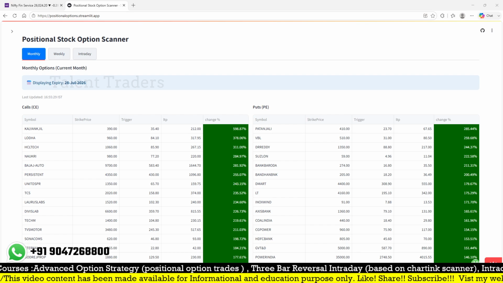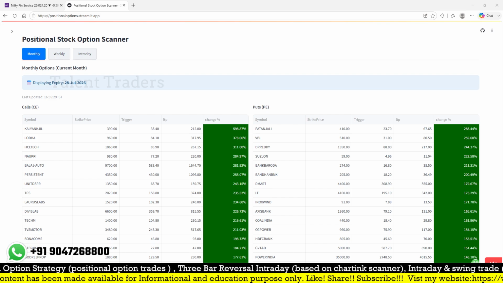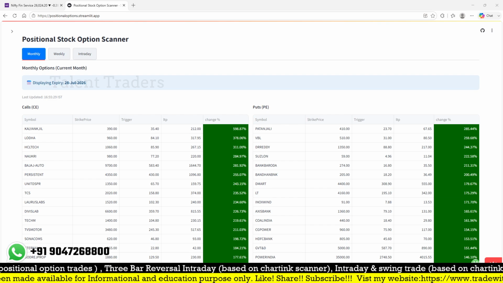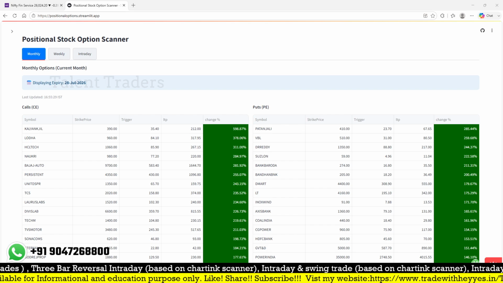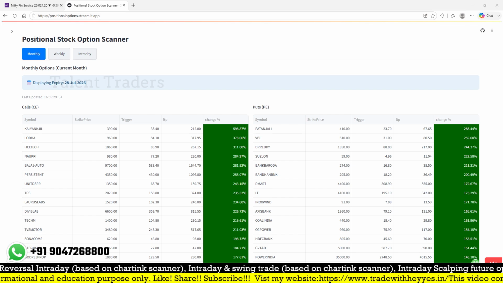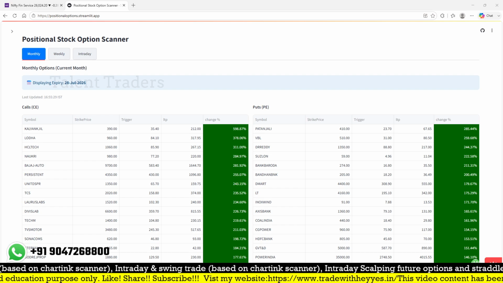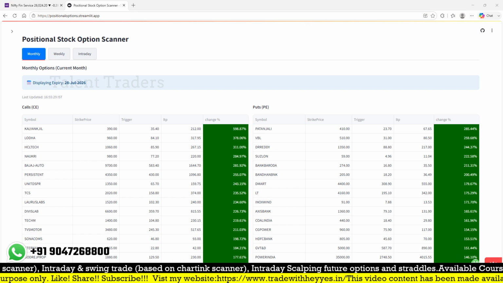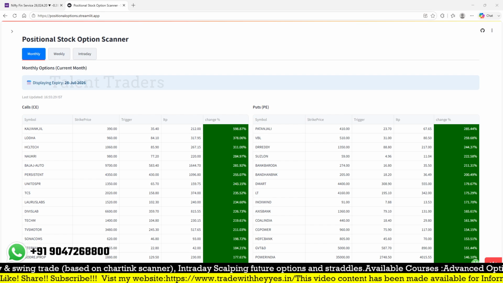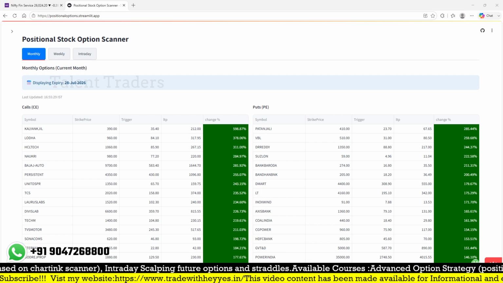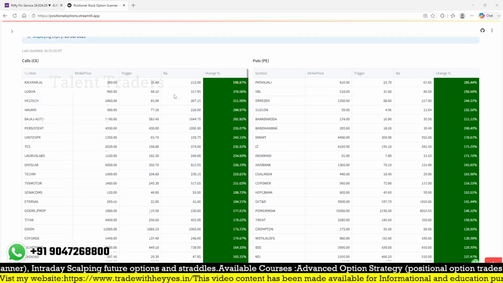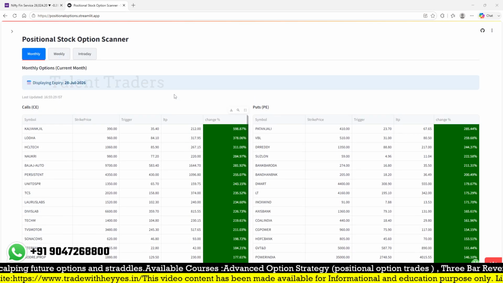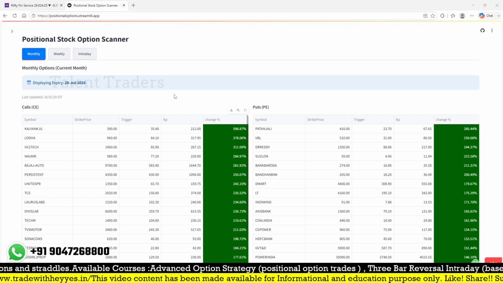In this session, I'm just going to discuss our positional option scanner. We use that scanner for our positional option logic, which helps you find a monthly positional as well as weekly positional. Based on the strategy, we will see how many stocks this month can give you an opportunity and how we are going to use our strategy effectively.